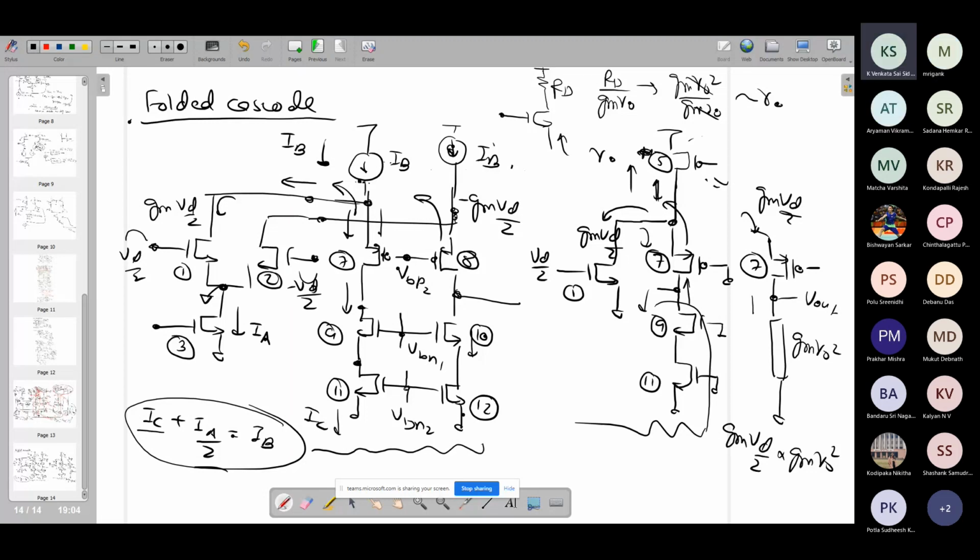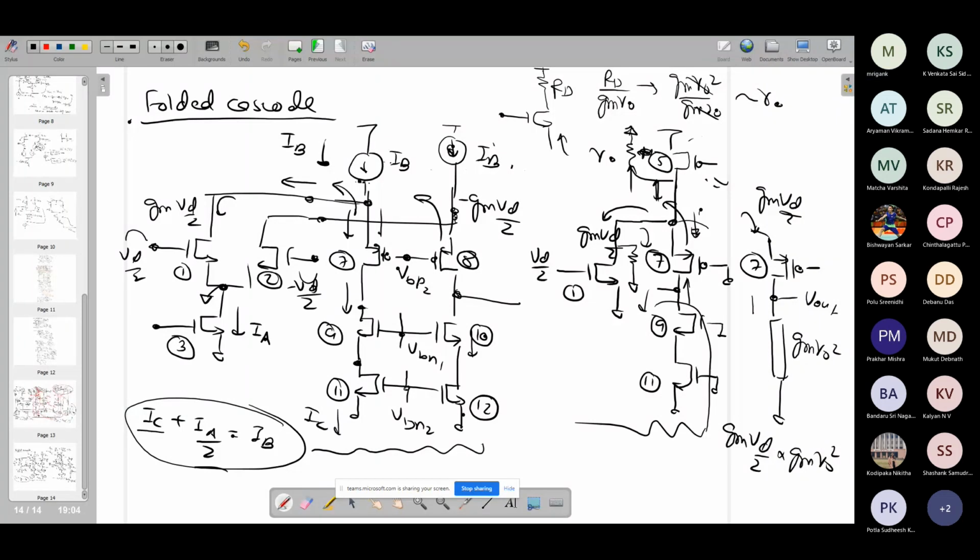Yes, sir. And then in fact we also need to look into another ro, which is because of this device. If you want exact analysis, you have three ros: the ro of M5, the ro of the input device, and the ro of this stack. The impedance of this stack is also ro, and you have the ro of M5 and the ro of M1 itself. So this gm Vd by 2 gets divided by 3. The 1/3 goes into the branch constituted by 7, 9, and 11. Is that clear? So that 1/3 factor will come.